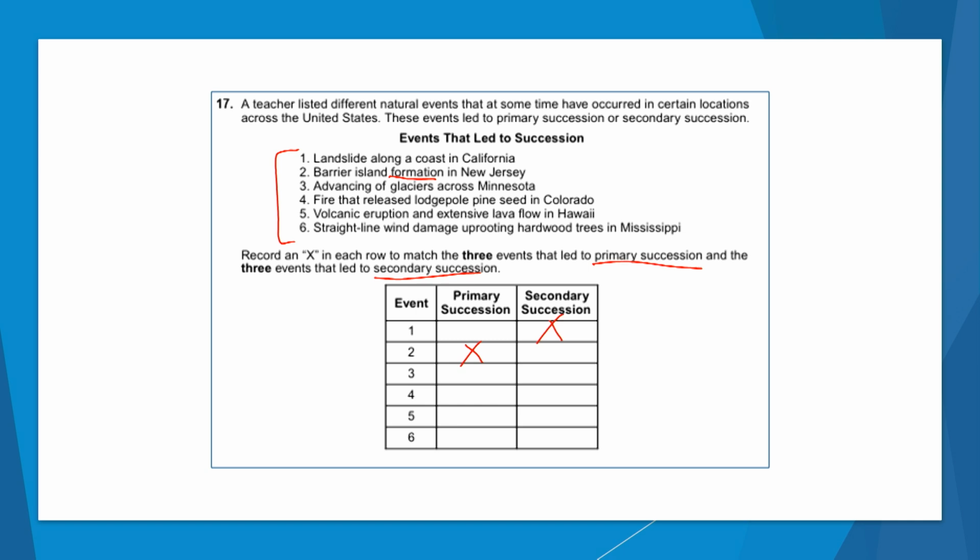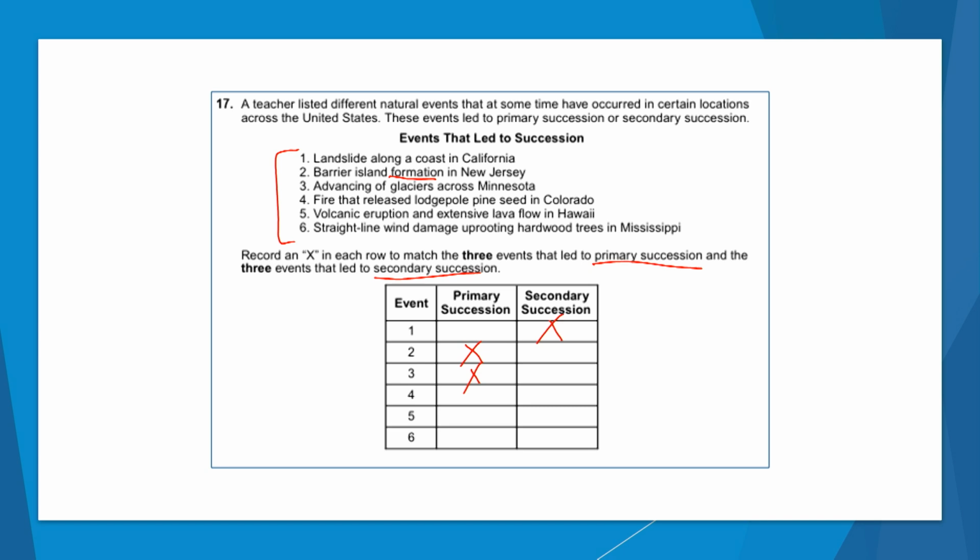Number 3 says advancing of glaciers across Minnesota. Okay, so when a glacier advances, it's going to reveal a lot of land that has not been used previously. And so that means that there's not going to be anything there and we're going to be starting from scratch. So that's an example of primary succession. Okay, let's go to the next one.